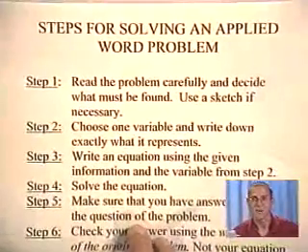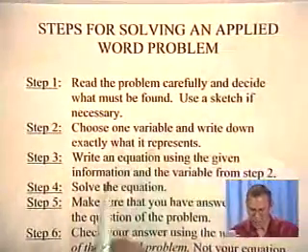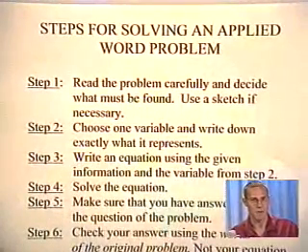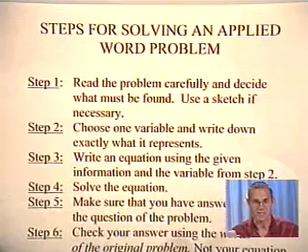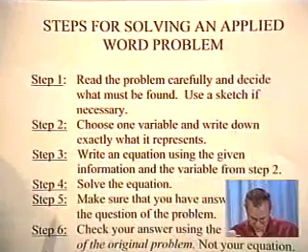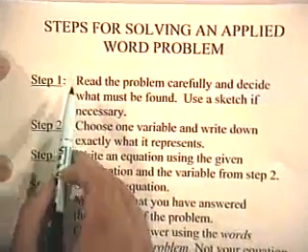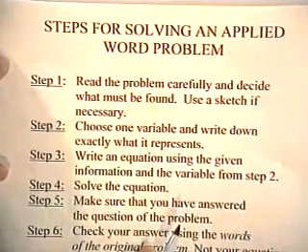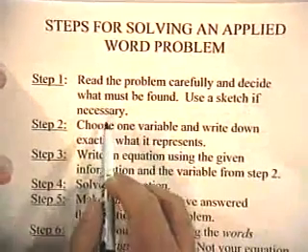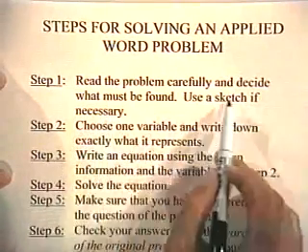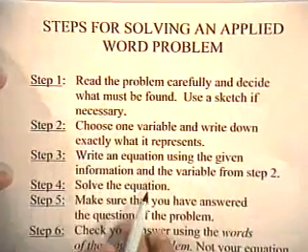There are 6 basic steps for solving any applied word problem. Now you may wish to write these steps down and have them on the side as we're working out this example, and I'll refer to these 6 steps throughout the lecture. But I'll go ahead and read them real quick. The first step is going to be to read the problem carefully and decide what must be found. We'll use a sketch if necessary. Now, in just about every geometric word problem, we'll always be able to do a sketch.